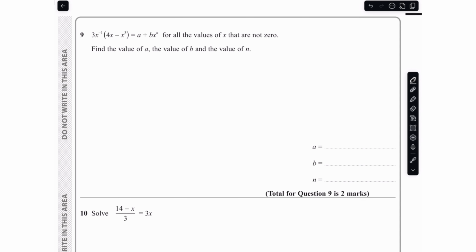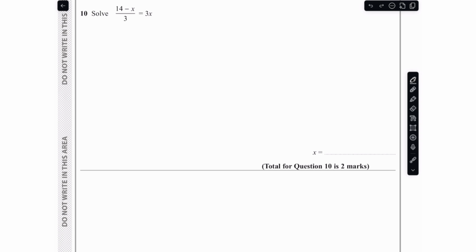In question 9, we are given this equation for all the values of x that are not 0. Find the value of a, the value of b, and the value of n. So what we need to do here is expand this expression. So 3 times 4 is 12. And x to the power of negative 1 multiplied by x gives you x to the power of 0. And 3 times negative 1 is minus 3. And x to the power of negative 1 multiplied by x cubed is x squared. So the value of a is 12, the value of b is negative 3, and the value of n is 2.